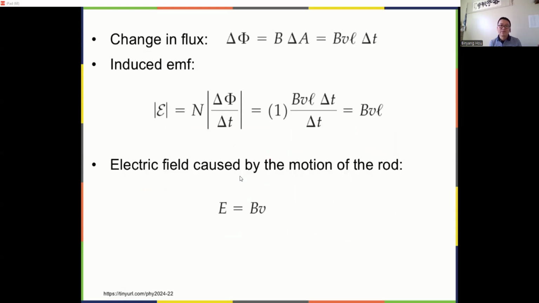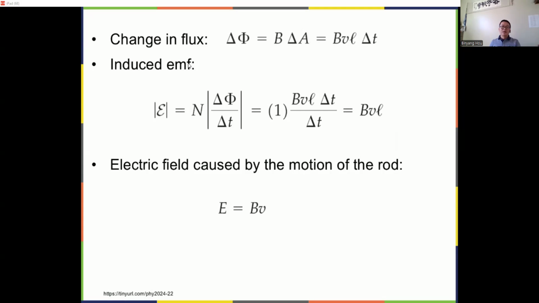So the change in flux will be just due to the change in the area. So B times delta A, and delta A, as we just mentioned, should be V times delta t times L, or you can rearrange the terms. So it's B V L delta t. Okay, so V delta t times L is delta A. So then delta phi is that.